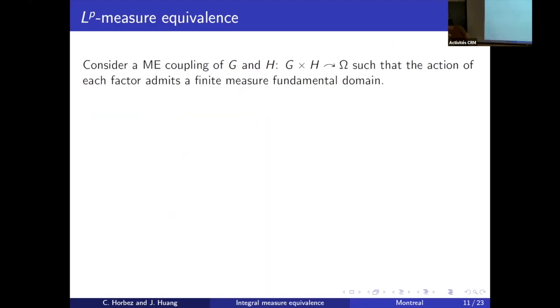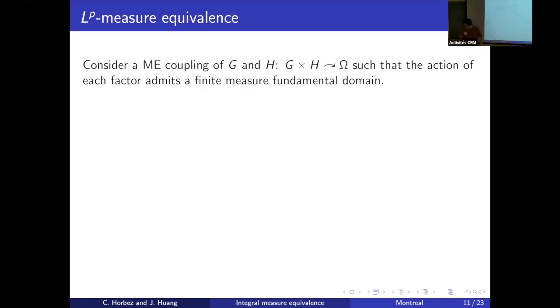So this is called the LP metric equivalence. Now I want to introduce the definition. I'm going to start with a metric equivalence coupling of these two groups. Recall that means I have G times H acting on some metric space, such that the action of each factor admits a finite metric fundamental domain, and each factor is free. This is just to record the definition of ME coupling.